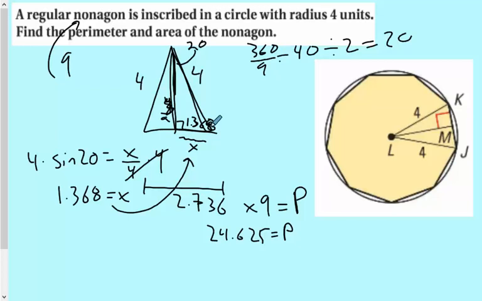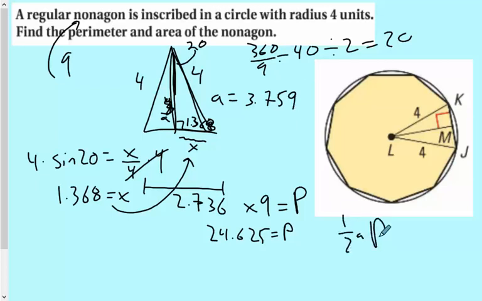And do 4 squared minus 1.368 squared, and then I will square root that answer. That leaves me with the apothem being 3.7587, so 3.759. Okay, and then we'll do 1/2 AP to get the area.